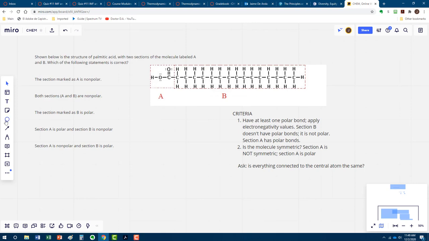So let's find out what is the answer here that tells us that. Section A is non-polar, we said no. Both sections non-polar, no. Section B is polar, no. Section A is polar and section B is non-polar. That fits what we just discussed. Section A is non-polar, section B is polar, doesn't match. So that means that the correct answer is this one here: section A is polar, section B is non-polar.